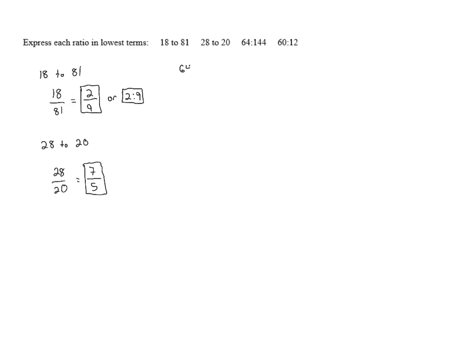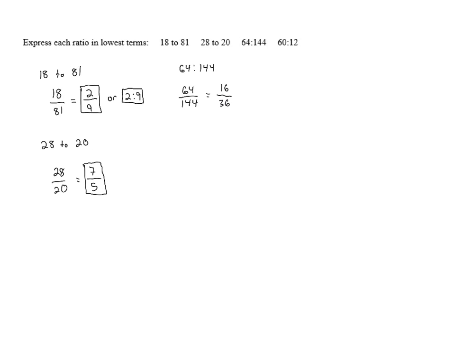Next, let's look at 64 to 144. We'll put that in fraction form. And both of those, I think they're certainly both multiples of 4. There might be a larger number that they're divisible by, but let's reduce by 4. 64 divided by 4 is 16. 144 divided by 4 is 36.